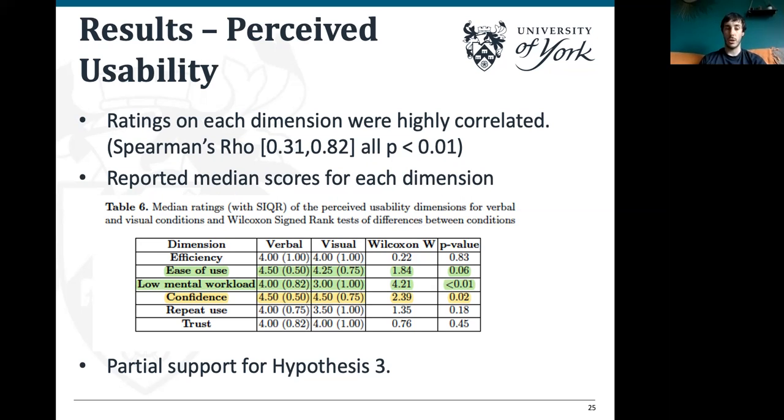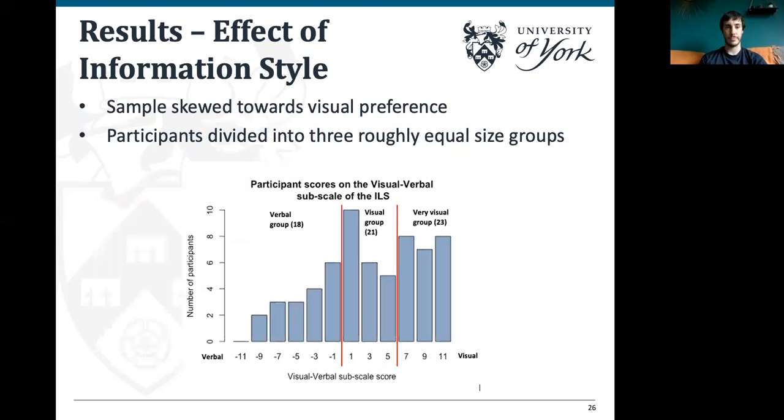In contrast, on the confidence condition, though the summary statistics means are identical, there was an underlying difference in the data that was significant, with the visual condition perceived to provide increased confidence than the verbal condition. So this does provide partial support for hypothesis 3, but it does demonstrate a complex picture, where in some cases the verbal condition was optimal, and in some cases the visual condition was perceived to be optimal.